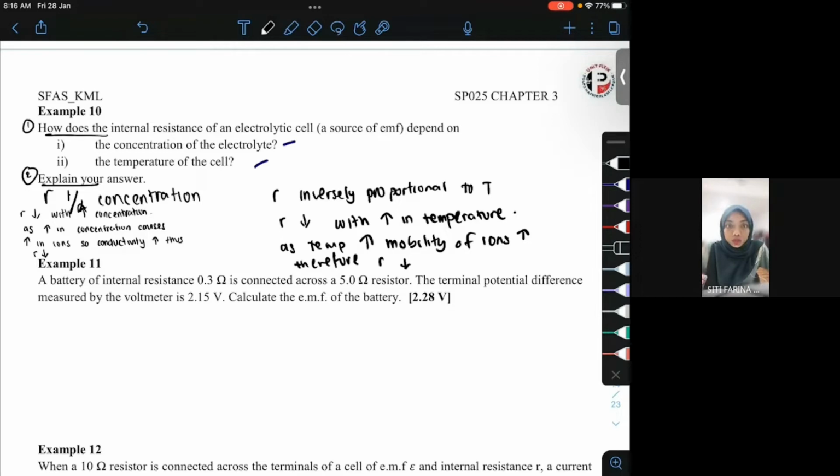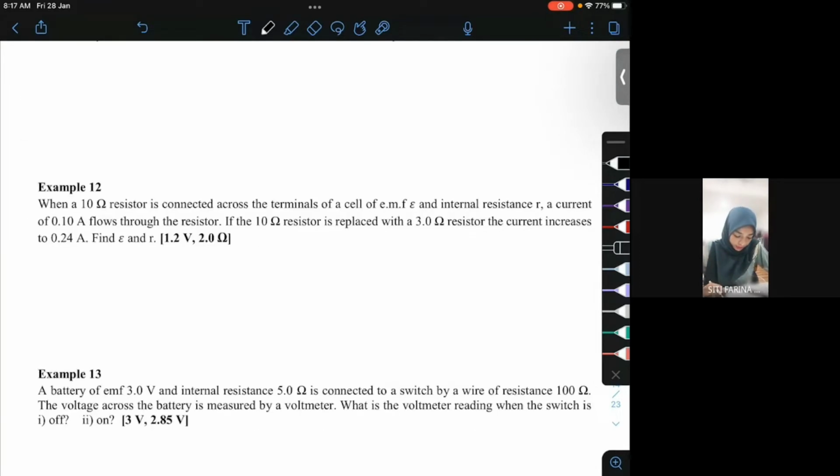So kamu kena cuba relate lah what can cause that increase ataupun decrease in the resistance when you increase or decrease the other factor ini. So you should be able to explain. Kalau setakat jawab inversely proportional sahaja baru dapat 1 markah dekat sini. Alright, example 12.